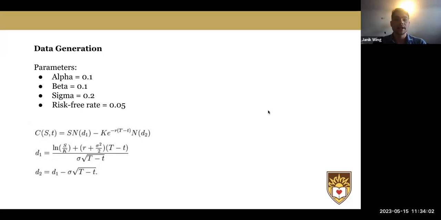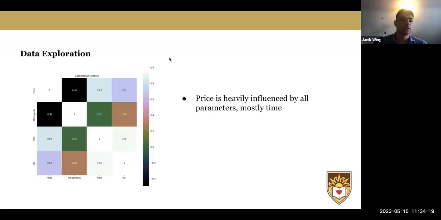So the data was generated with code, following the Black-Scholes equation, and was randomly assigned. We created over 10,000 instances of this data. So based on those parameters, we created Black-Scholes data, and we explored the data first off with the correlation matrix.